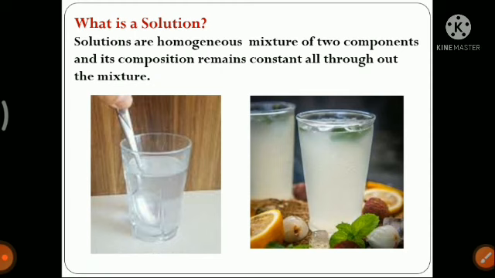Because its composition is the same. Similarly, in salt water also, we will see that the taste of a small portion of the solution from the top, or at the bottom, or at any part of that mixture, is the same. So why is the taste the same? Because their composition remains the same. Yes, so these two are good examples of solution.